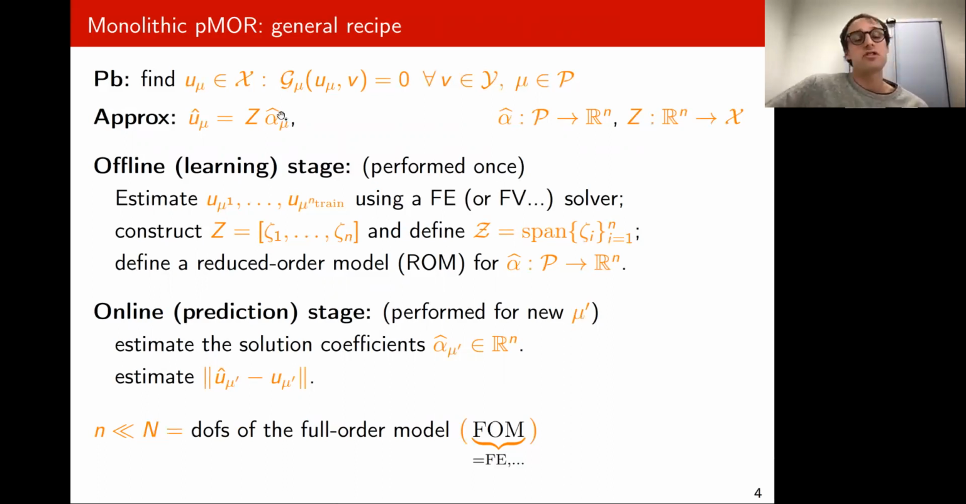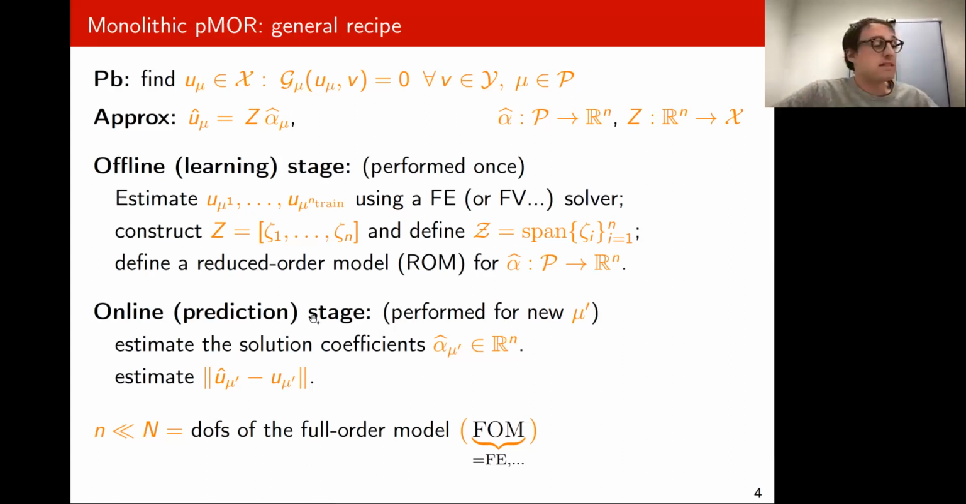The idea of model reduction is to decompose computations in 2 phases. During the offline phase, we estimate the solution to this problem for several values of the parameter using a high-fidelity solver, say a finite element or finite volume solver. Once you've done that, we exploit this information to build the reduced order basis big Z and what we call the reduced space curly Z. And then we define a reduced order model for the generalized coordinates.